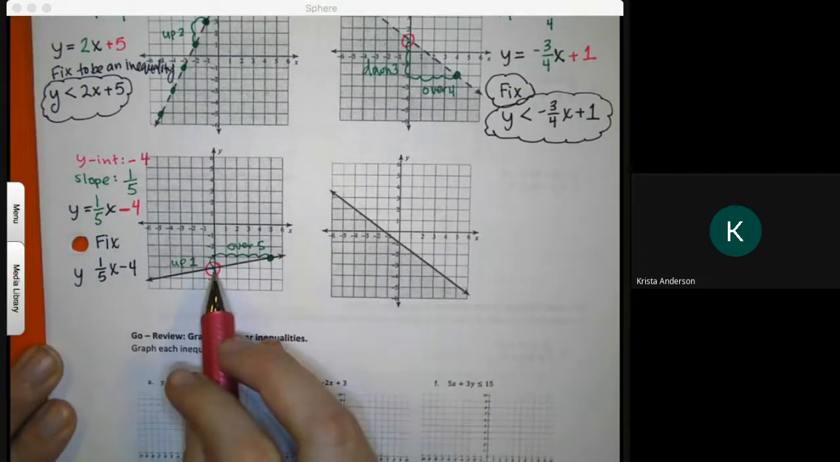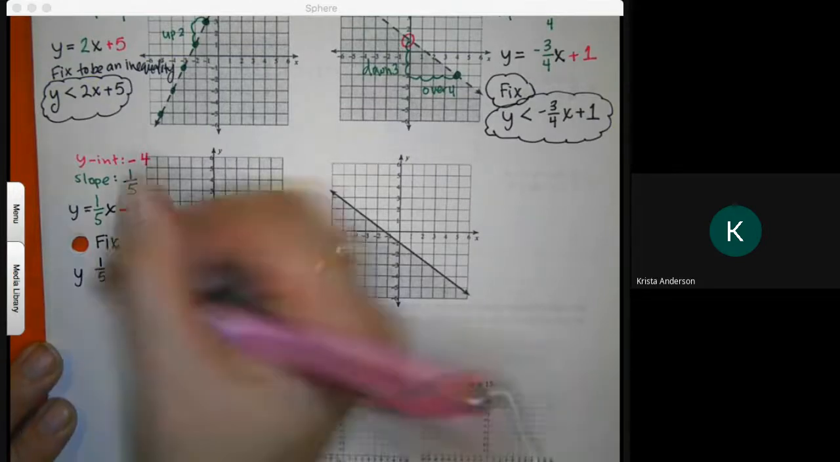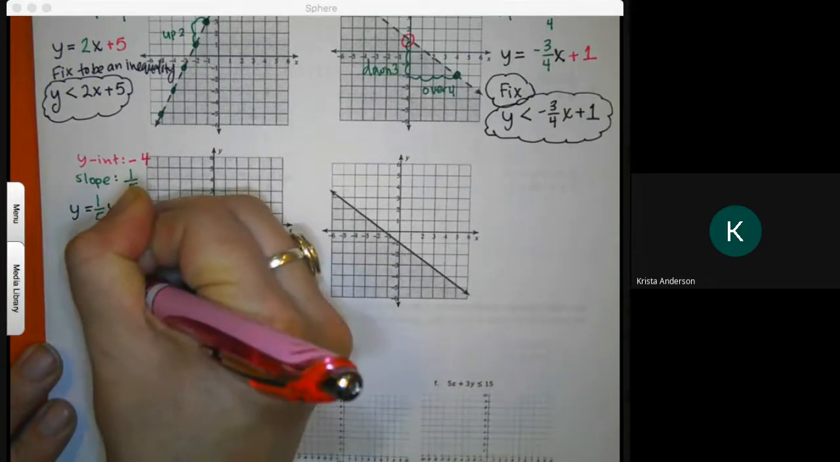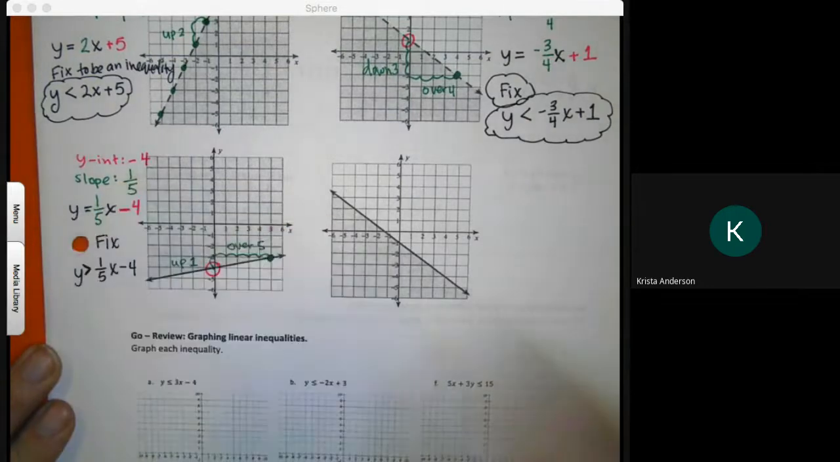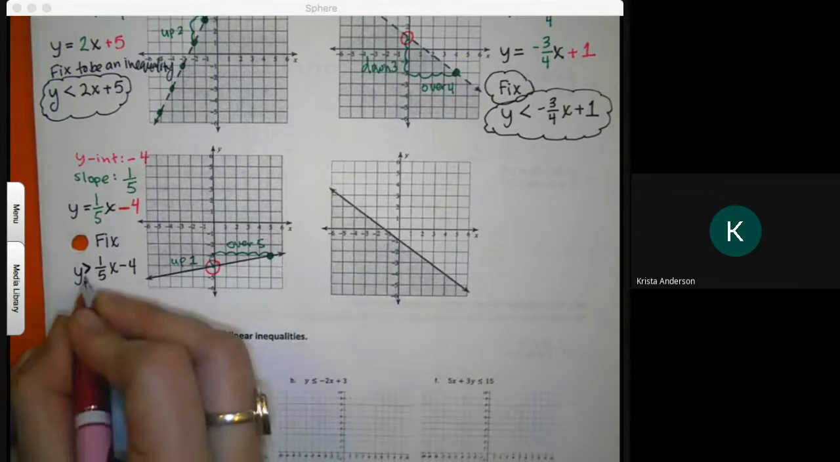This one is shaded up, which means y is bigger than my line. Y is greater than my line. And it is solid, so I put my equal sign under.